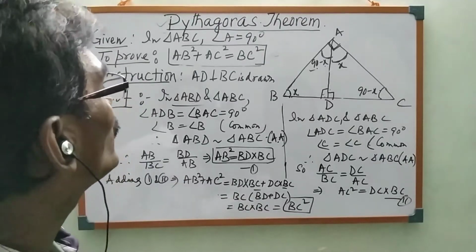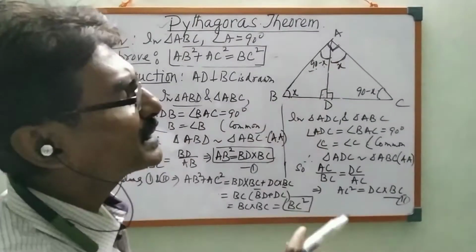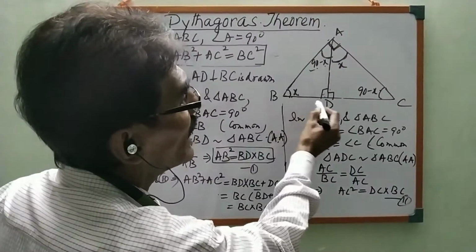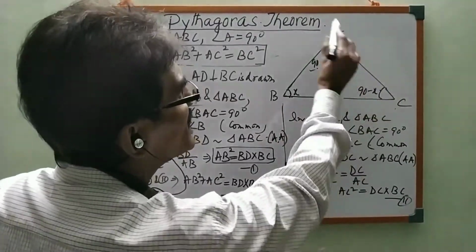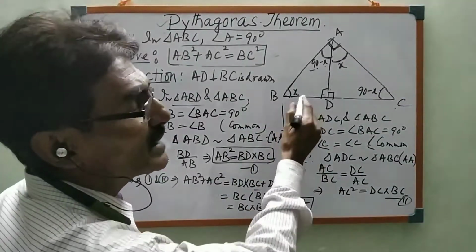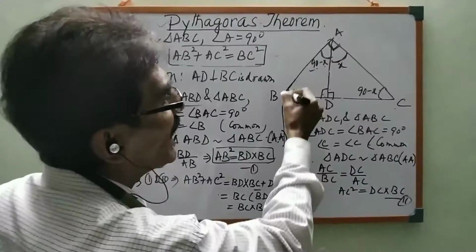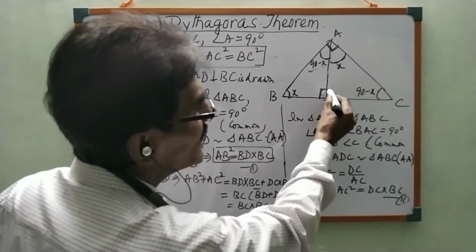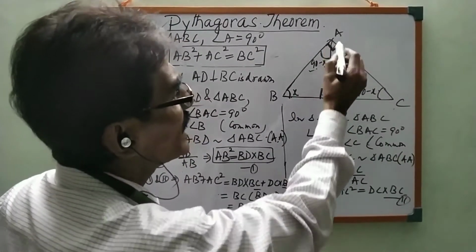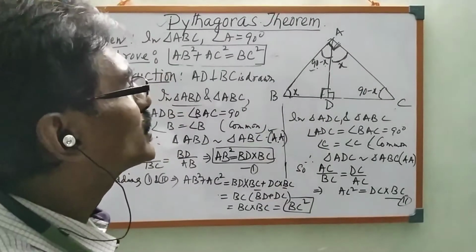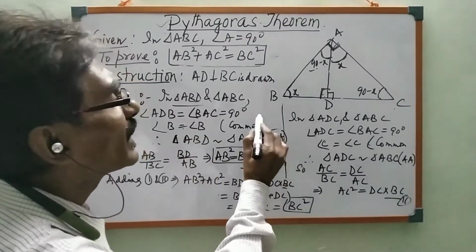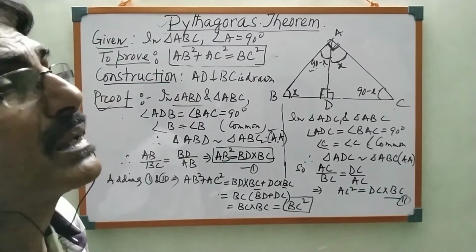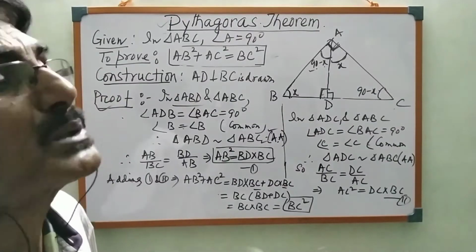Now come back to the main proof. Out of the three right angle triangles, first consider two triangles, triangle ABD and the original triangle ABC. Already we said the three angles are equal. So come back to these two triangles only. Angle B is common. In the small triangle this is 90, in the larger triangle this is 90. So two angles are already equal, so the triangles must be similar. And we know, as I discussed last day, when two triangles are similar, the ratio of their corresponding sides must be equal.